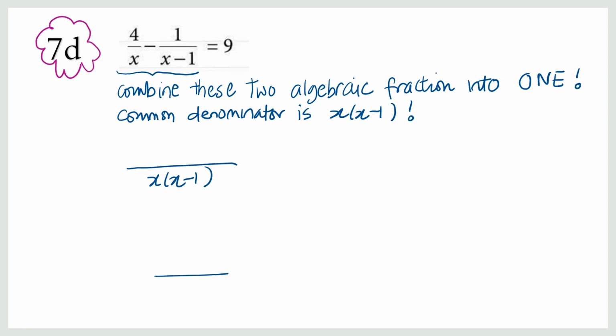So what do we need to do? We will have to multiply the first fraction. Look at what you have here. The first fraction is 4 over x. Then what should I do to get the denominator x(x - 1)? Yes, you need to multiply it with x - 1. But you can't just multiply it with x - 1, because it means you're changing the question. So you have to also do it at the numerator. So this is what we're going to do.